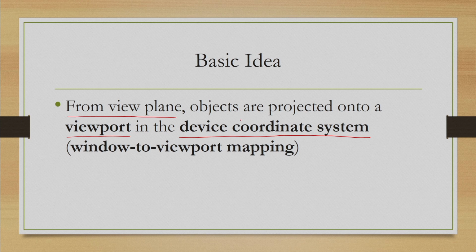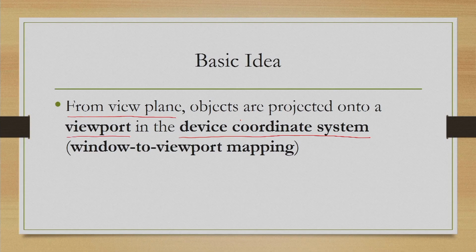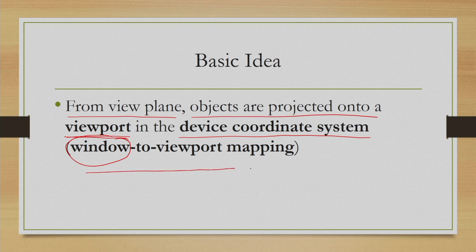So, when we perform projection transformation, we essentially transform on the view plane. Now, that area where the image is projected is called window. Now, from this window we make a further transformation. From the window, the object descriptions are projected onto a viewport which is on the device coordinate system. So, we perform window to viewport mapping.